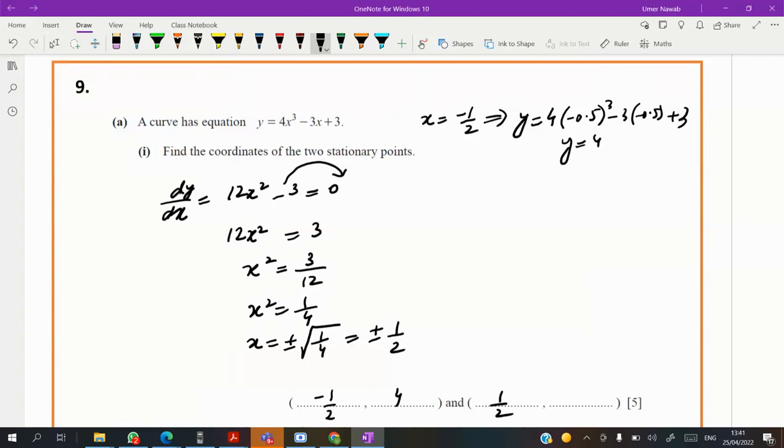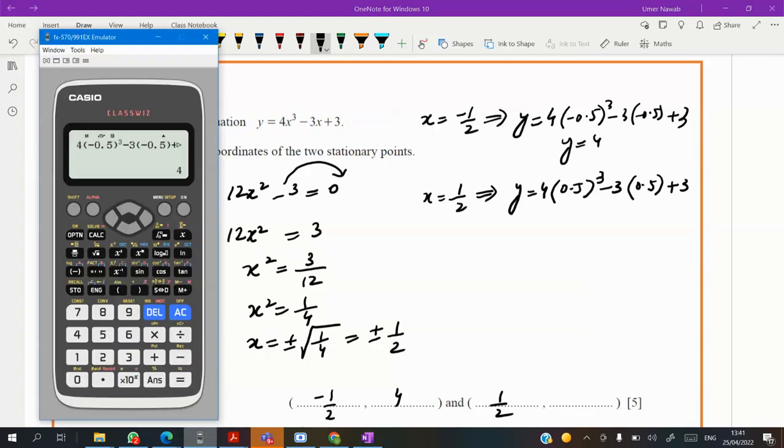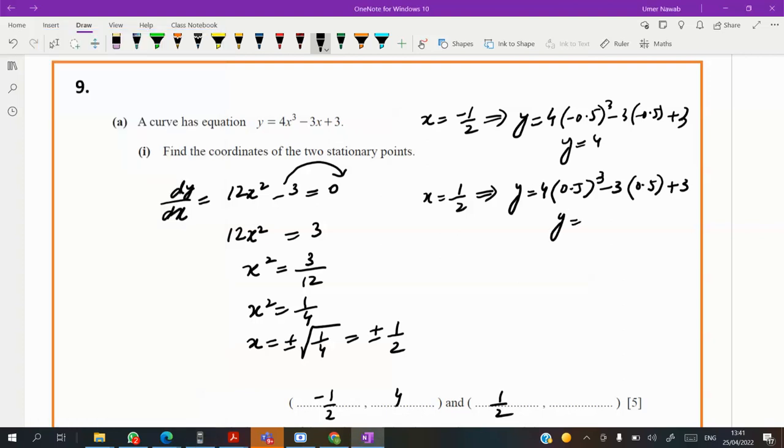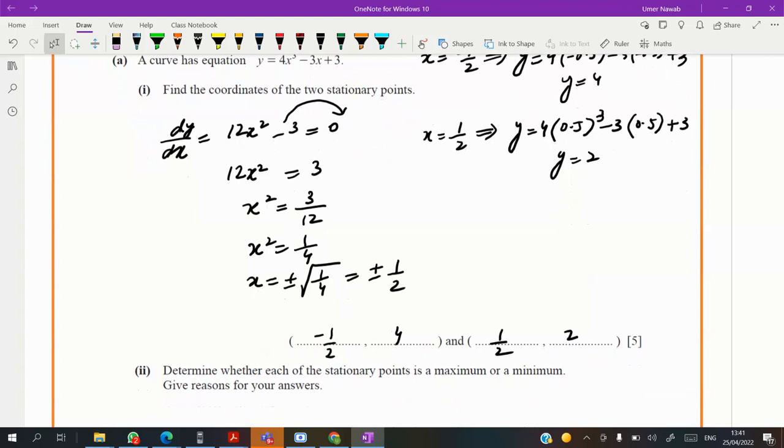So this is 4. Now if I write half in the equation of the curve, so remove the negative signs, I got 2. Hence we found the 2 stationary points.